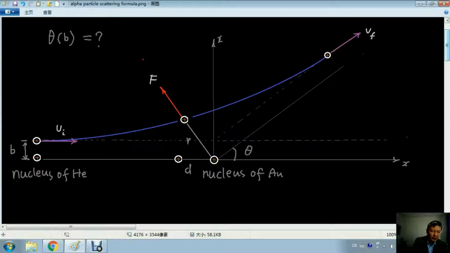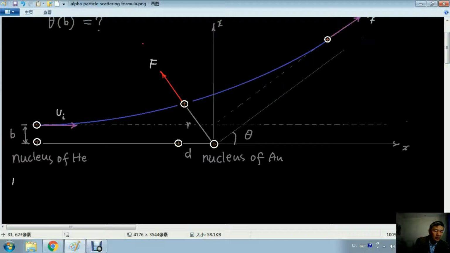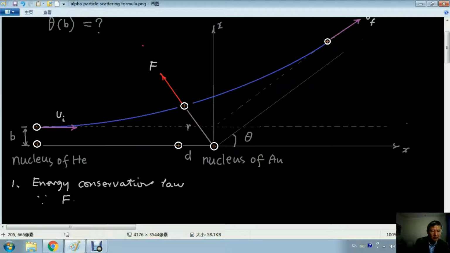Next, let's consider if any conservation law can be used to solve this problem. First, let's consider the energy conservation law. Since the Coulomb force between the two particles is what we call a conservative force, the total energy must be conserved. The total energy will equal the kinetic energy plus the potential energy.